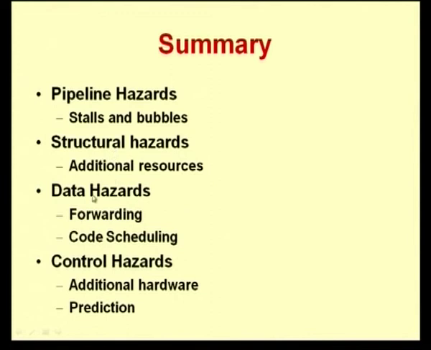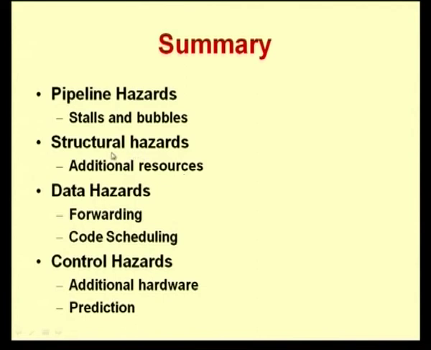To summarize, we have looked at the different hazards that can occur in pipelines and how they can be handled. The different types of hazards are structural hazards, data hazards and control hazards. The way we handle these hazards without any techniques is basically by means of stalls. That is, you stall the pipeline and introduce bubbles, some idle stages introduced into the pipeline. Another way of handling these hazards is by using additional resources in the case of structural hazards.